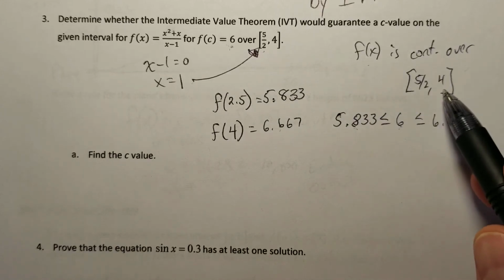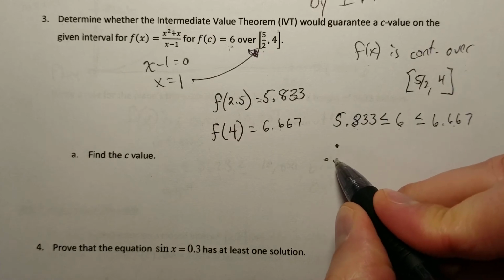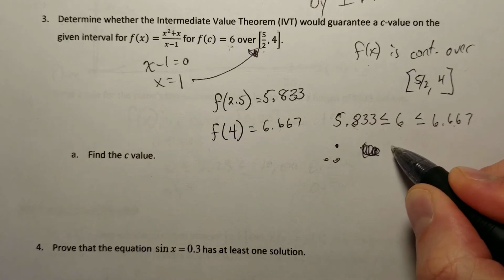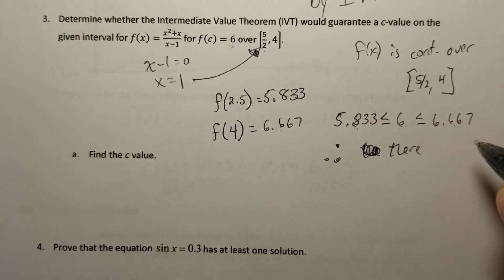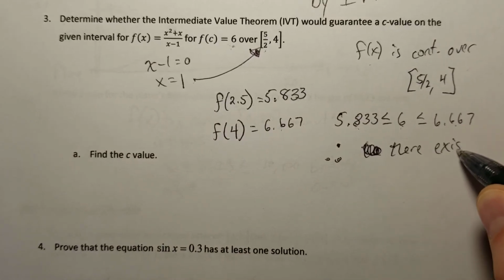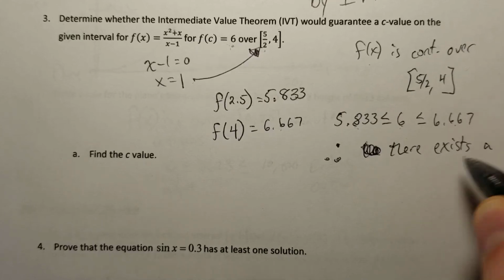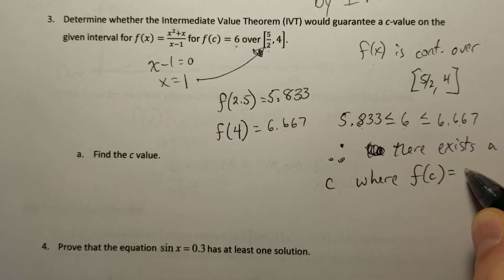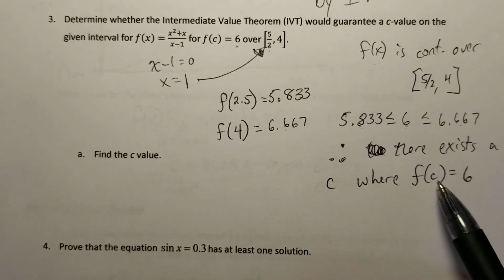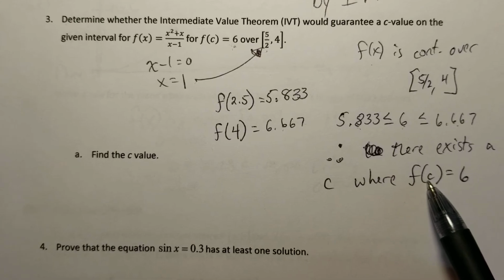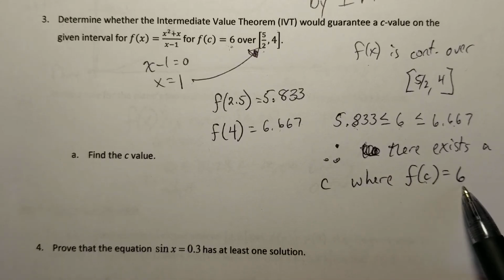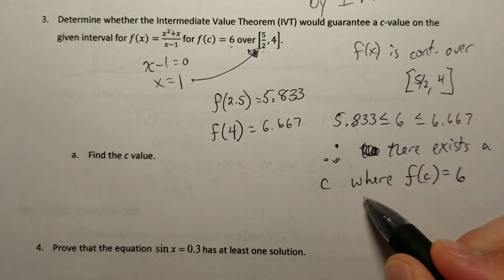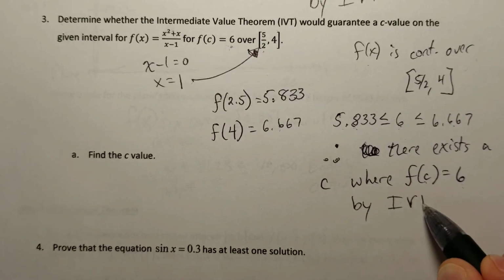We are continuous over that interval, so we can say therefore there exists a c where f of c equals 6. So we're going to have an input value, we don't know what it is, where the output is going to be 6 because of our intermediate value theorem. So by IVT.